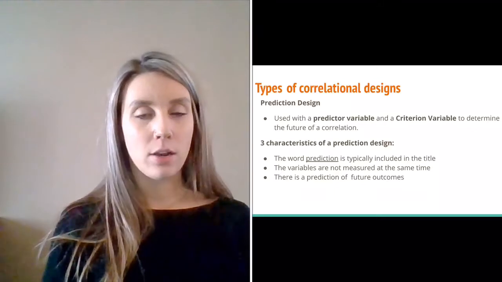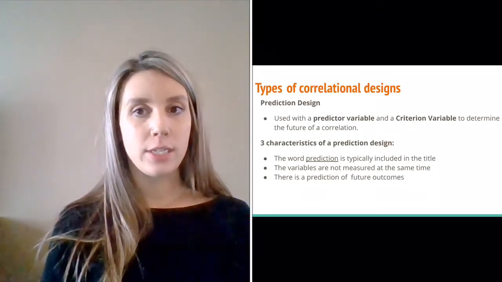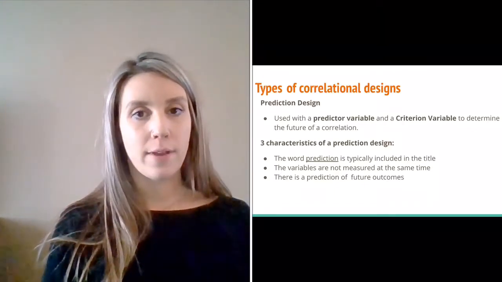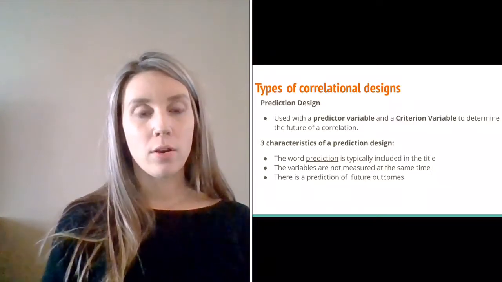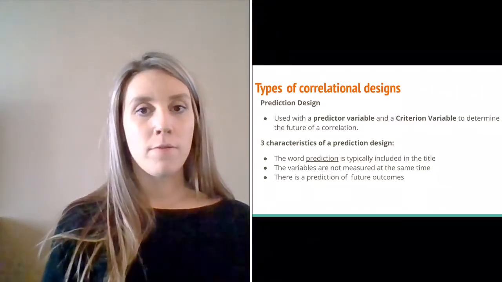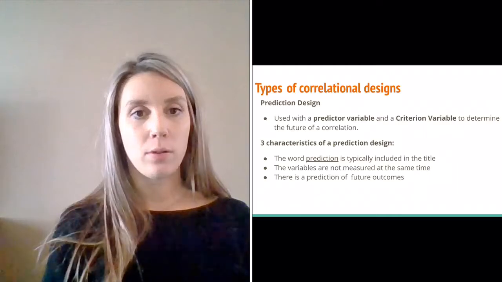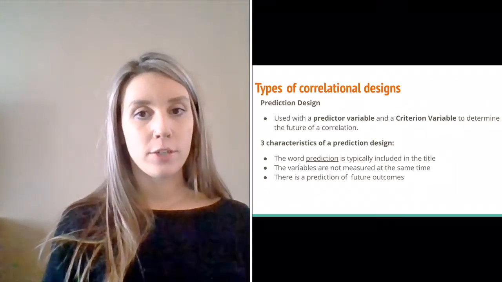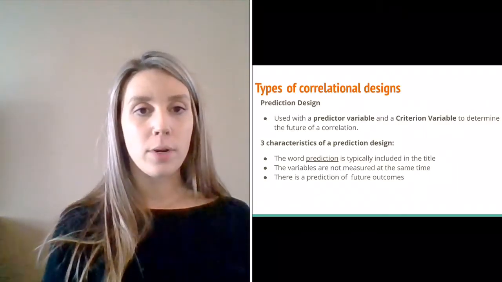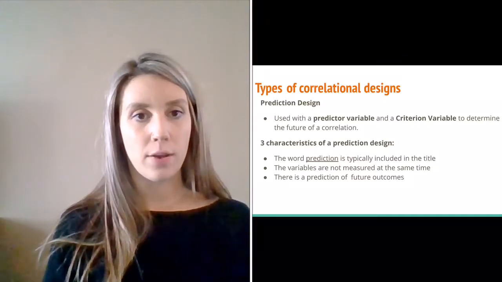The second type is called prediction design. In prediction design, researchers are trying to identify variables that will predict an outcome called the criterion variable. For example, if our criterion variable was the amount of money that cat owners are spending on supplies, then one of the predictor variables would be the number of cats that they own.